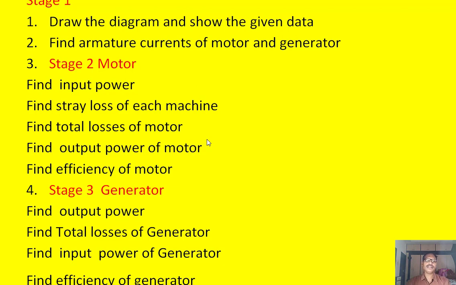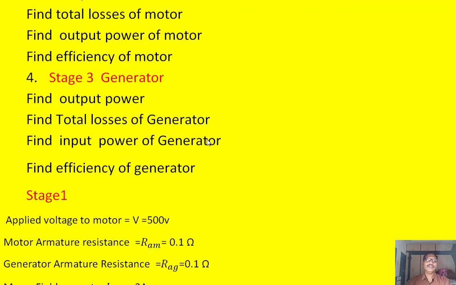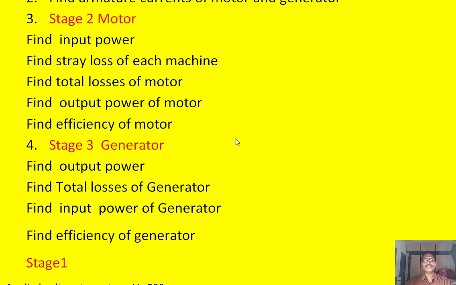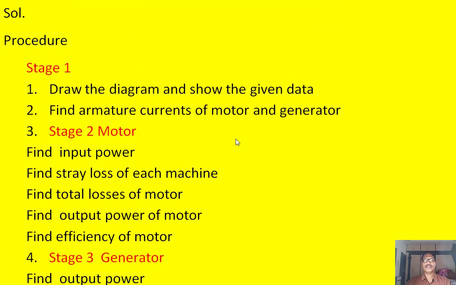And next, in the third stage, we take the generator and find the output power. Then we calculate the total losses in the generator. Then we find the input power to the generator, and once we know the input and output, we find the generator efficiency. So this Hopkinson test we can use for large machines, whose power loss is very high, if we do not conduct this test to get the efficiency of the machines.